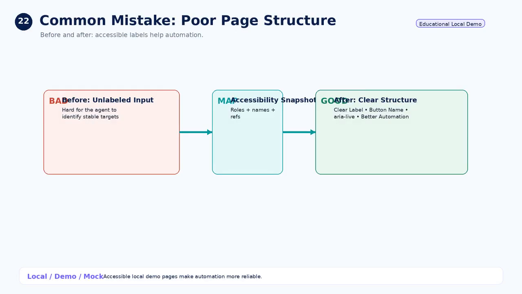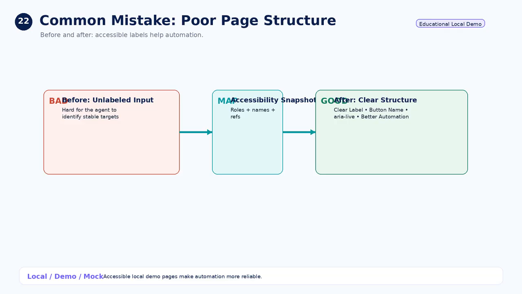That idea leads directly to common mistake: poor page structure. Browser automation becomes harder when page structure is weak. Unlabeled inputs are harder to identify. Buttons with unclear names create ambiguity. Hidden or delayed results make verification harder.